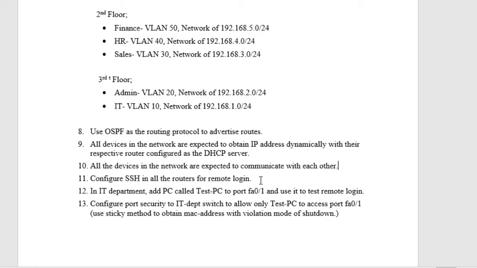Okay, guys, so we have managed to configure almost everything on this topology. So let's check what's remaining. Configure port security on the IT department switch to allow only the test PC on this interface, okay? Use the sticky method to obtain the MAC address, okay? So I'll go back to this switch, click on it and start configuring port security to enable only the test PC to be connected to this interface, okay?